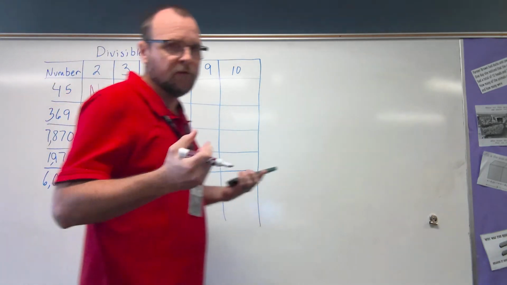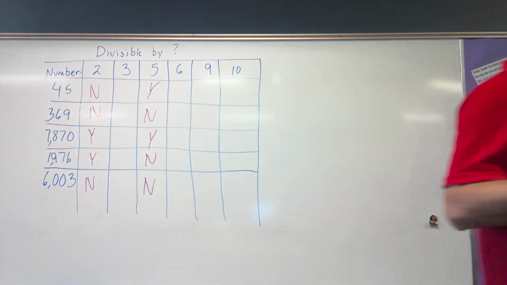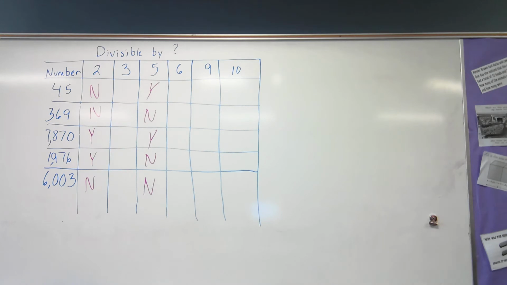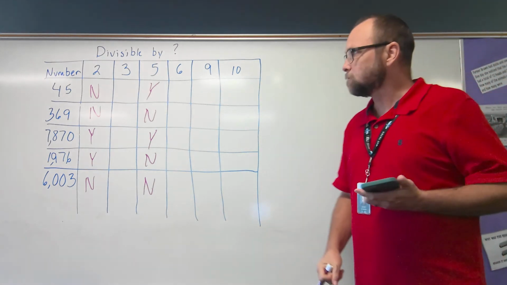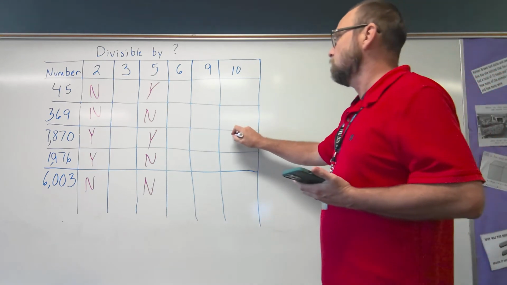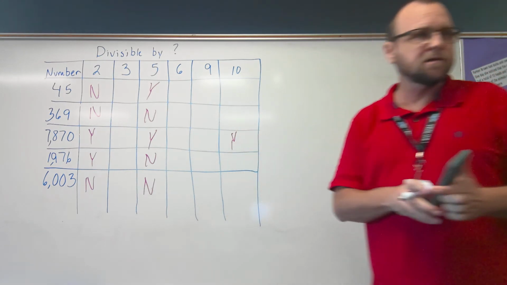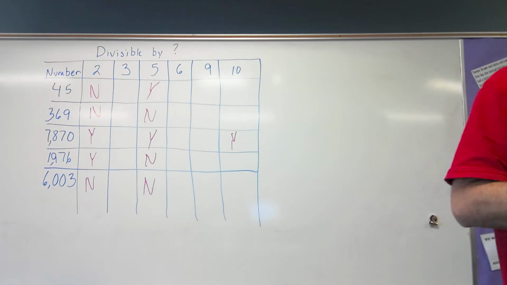Now 10's not on there, but 10 is easy. Bryn, do you know the rule for 10? I know it's not on there. Good. If it ends in a 0, if the ones place is a 0, it's divisible by 10. So this is the only one divisible by 10 because it has a 0 in the ones place.